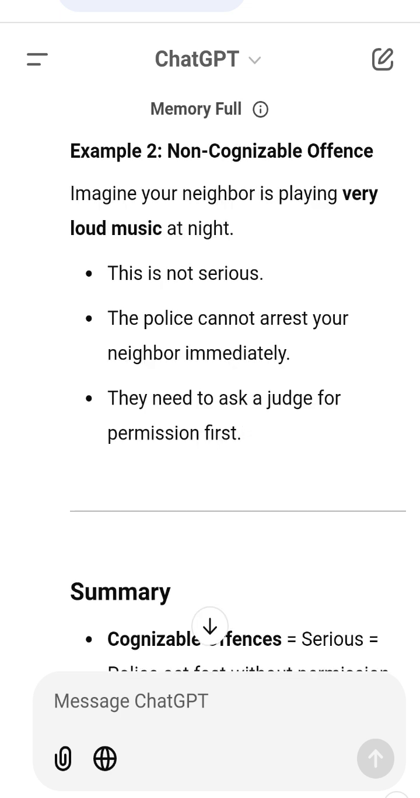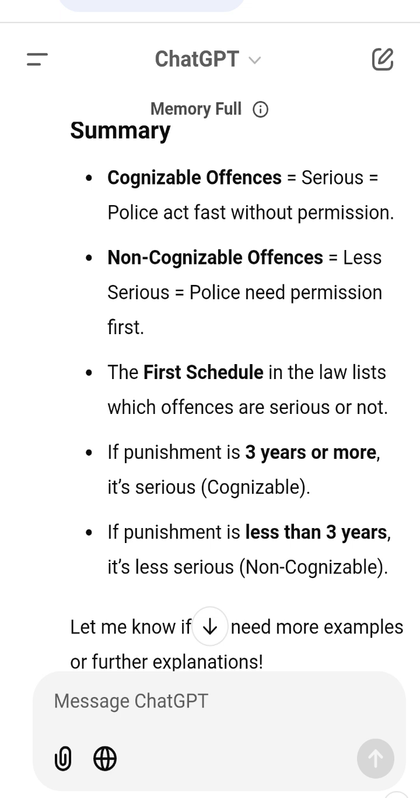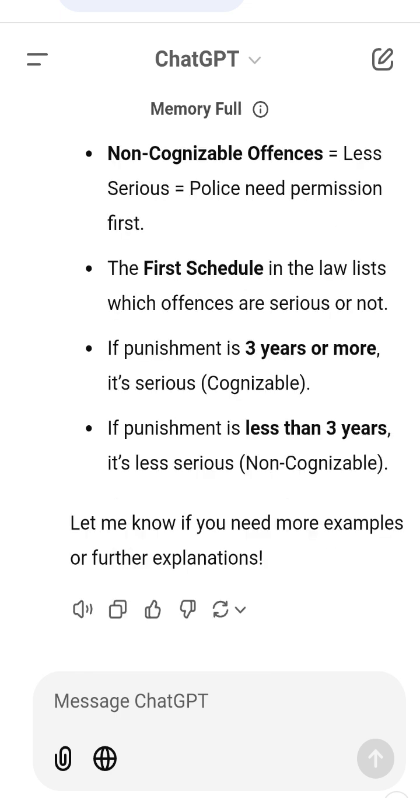Summary. Cognizable offences equal serious; police act fast without permission. Non-cognizable offences equal less serious; police need permission first. The first schedule in the law lists which offences are serious or not. If punishment is 3 years or more, it's serious. If punishment is less than 3 years, it's less serious, non-cognizable. Let me know if you need more examples or further explanations.